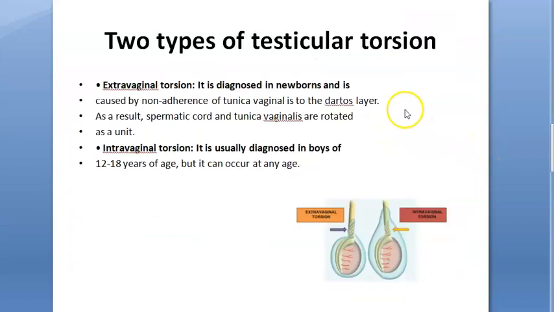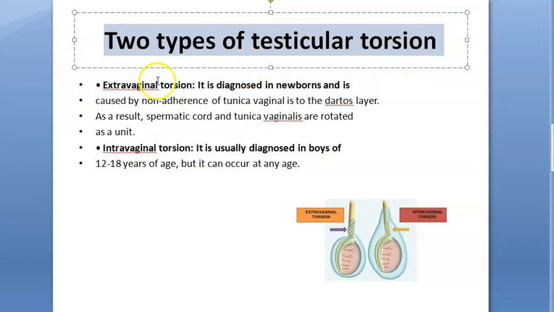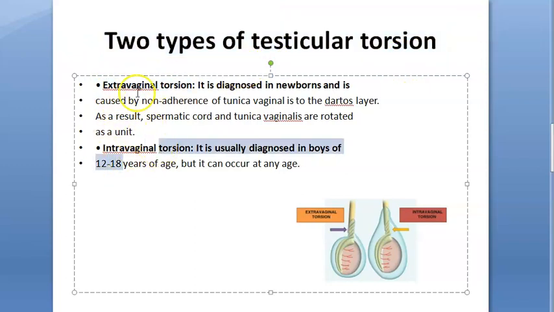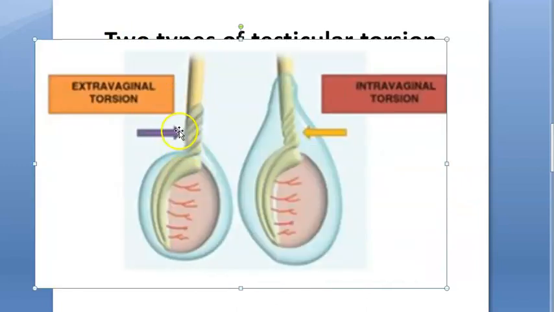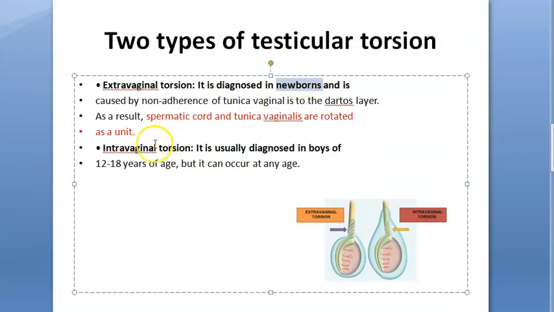Now let's move on. Types of testicular torsion: extravaginal, intravaginal. Here they are talking about the tunica vaginalis. Okay, that is the thing here. Whatever they are showing in light blue around this testis, see here. Intravaginal torsion means within this blue color it is twisted. Okay, extravaginal means including that, with tunica vaginalis it's twisted. So extravaginal is seen in newborns, and intravaginal will come later in other age mostly, but it can occur at any age also.